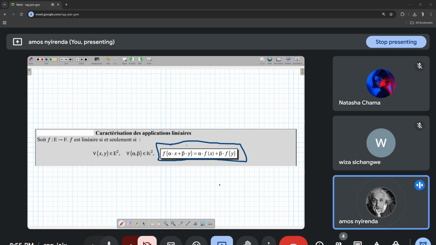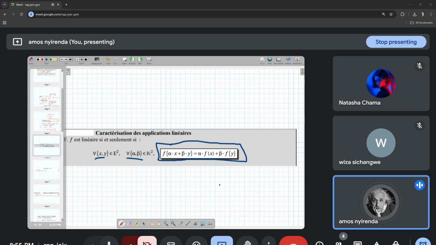So to show that f is a linear application, instead of checking the two conditions, you can just check this property. You just check for this particular property instead of the two separate properties. So you take any two elements in E, and then you take any two scalars in K, and then you have to check if f of alpha multiplied by x plus beta multiplied by y is equal to alpha multiplied by f of x plus beta multiplied by f of y. If that is true, then it's going to be a linear application.